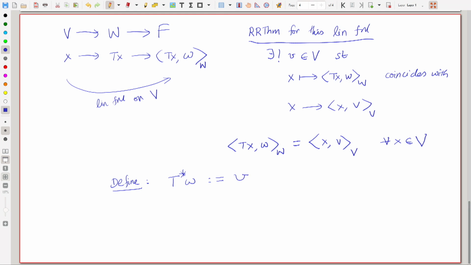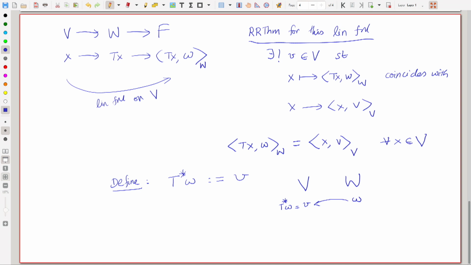This chain of reasoning is slightly confusing, but finally what I have done is I had V to W, I fixed an element w in W, and then I did a bunch of strange things, and at the end of it I was able to manufacture an element v in V. Corresponding to this w, I was able to somehow get a vector here, and that vector I want to define as T star, my image of w. So this vector v that we manufactured we will call T star.